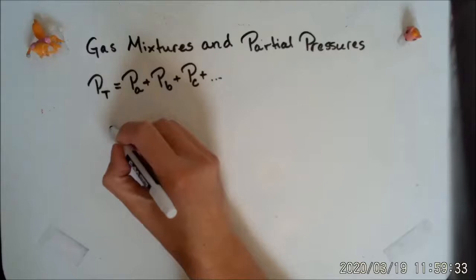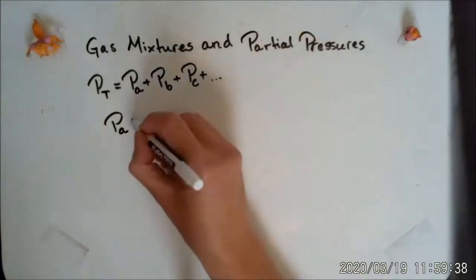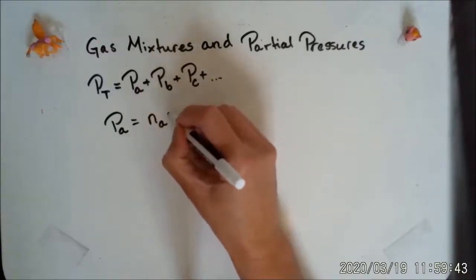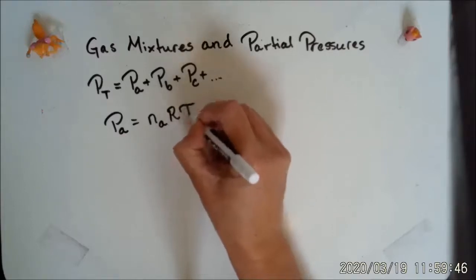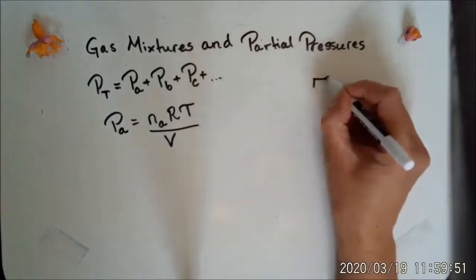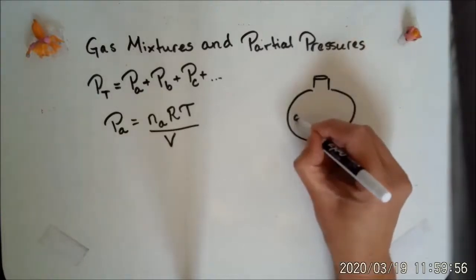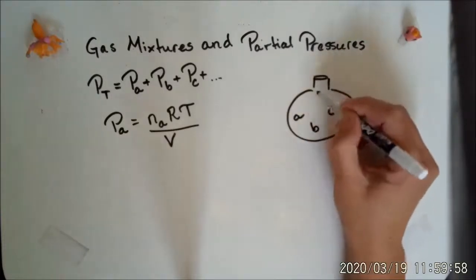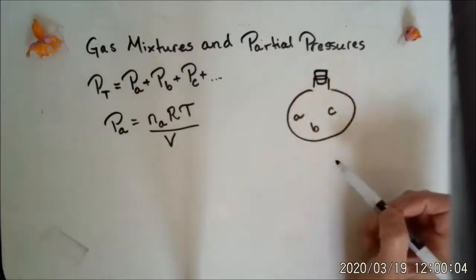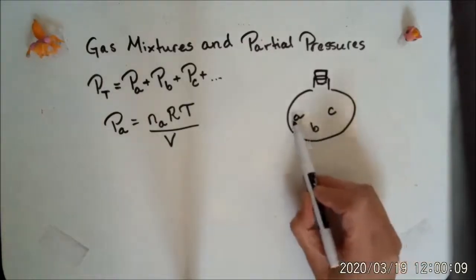Let's take a look at PA. If I look at gas A, that's going to be equal to the number of moles of gas A times RT divided by V. Now keep in mind, if I have a vessel that has gases A, B, and C in it, then the volume for all my gases is the same, and the temperature needs to be the same. It's not like you're going to have a different temperature for gas A than gas B.